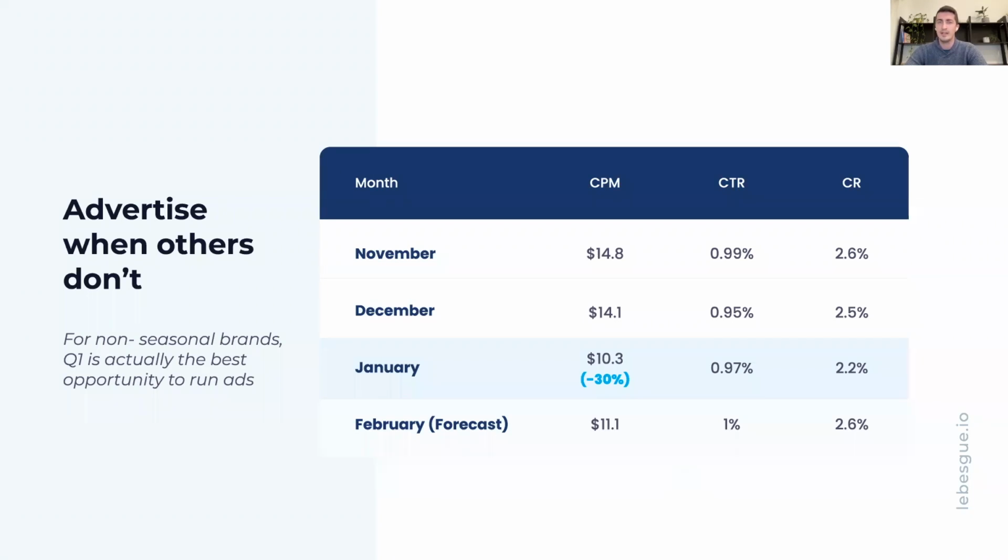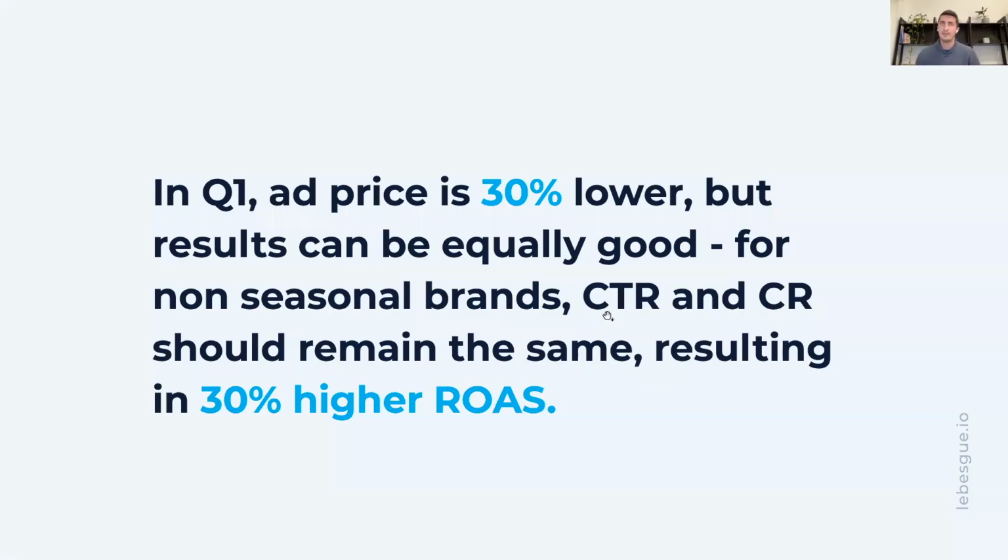So if you are a non-seasonal brand and you are focused on Facebook ads, you want to give some new creatives a try, you want to try out some new copy, this is the best possible time to test out your ad strategies and find out what your best performers are before the price of advertising starts rising again in 2022. To highlight this, the ad price in Q1 is 30% lower, but the click-through rate and conversion rate should pretty much remain the same according to our forecasts and what our data science team has run on the data that we have. So you should really be expecting a 30% higher ROAS in January, February, March, and even April.